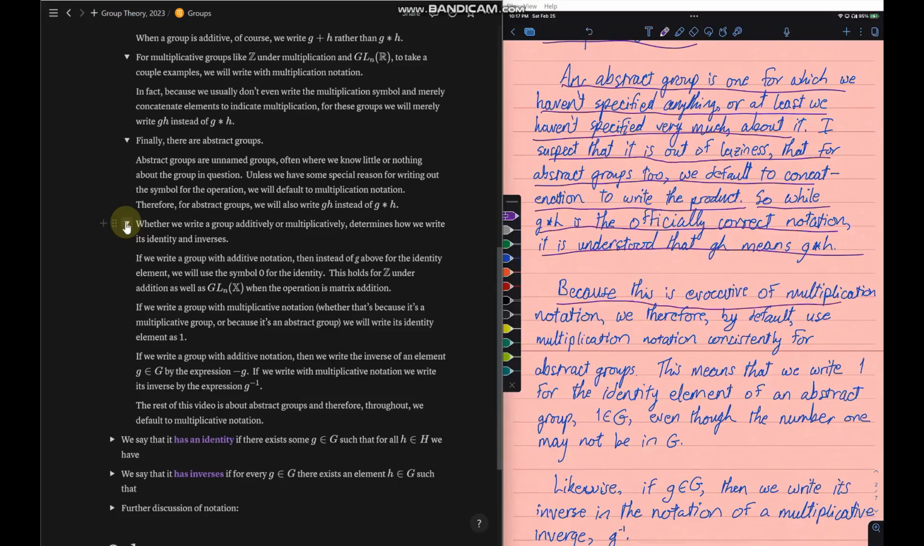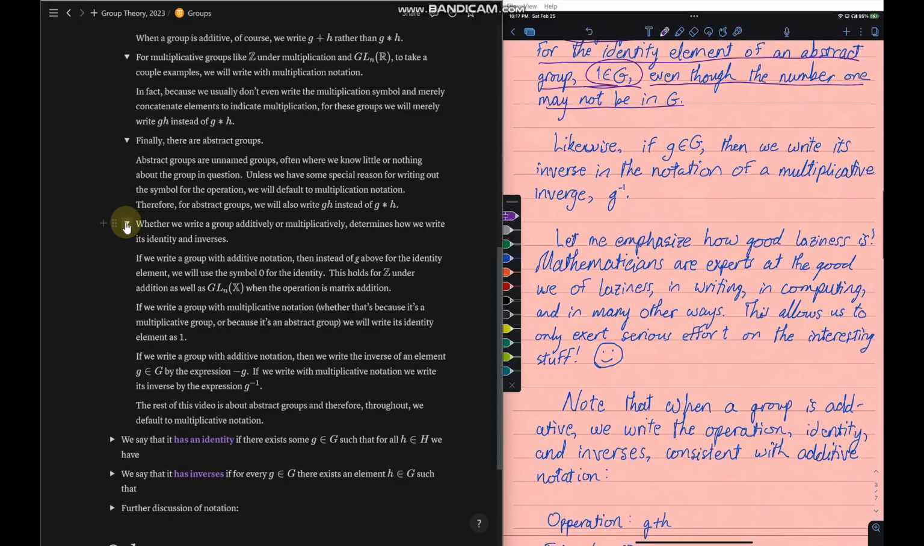Because this is evocative of multiplication notation, we therefore, by default, use multiplication notation consistently for abstract groups. This means that we write 1 for the identity element of an abstract group. That is to say, 1 is what we will write as the element of G which is the identity element, even though the number 1 may not be in G. Likewise, if G is a group element, then we write its inverse in the notation of a multiplicative inverse, that is to say, with a superscript of -1.